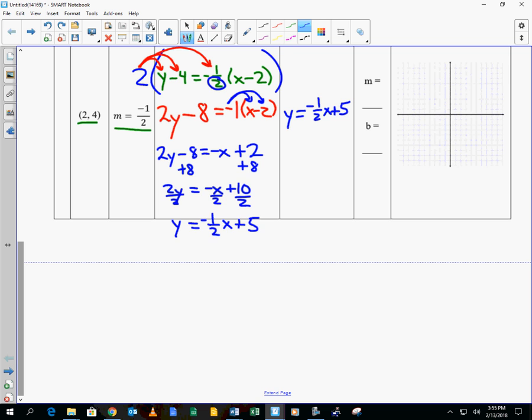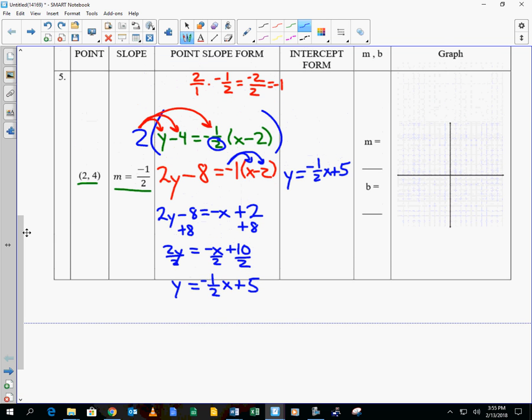One of the nice things with the slope-intercept form is we can identify the slope, which is negative 1 half. You can identify the y-intercept, which is 5. And the last step you're then going to do is to graph it. So we go up 5 units, 1, 2, 3, 4, 5. And then we do negative 1 over 2. That's a rise of negative 1 or down 1 and a run of 2. Down 1, run 2, down 1, run 2. And that will give us our graph.